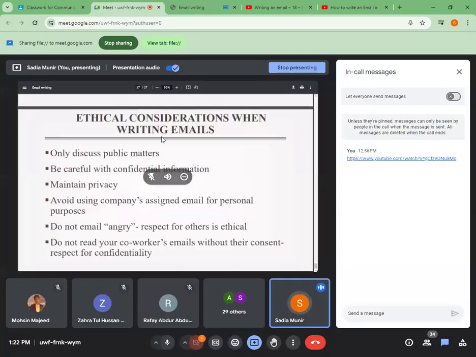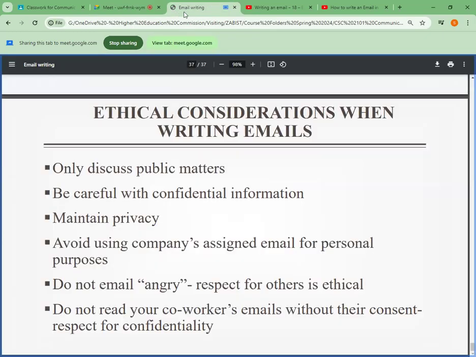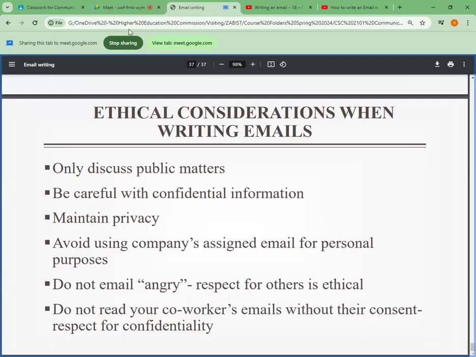Okay. Then ethical considerations when writing emails. Only discuss public matters. Be careful with what you're sharing with whom. Avoid using company-assigned email for personal purposes. ठीक है? Do not email angry. Respect for others is ethical. Do not read your co-workers' emails without their consent. Respect confidentiality. These are some ethical considerations that you should keep in mind while writing emails to your respective people.